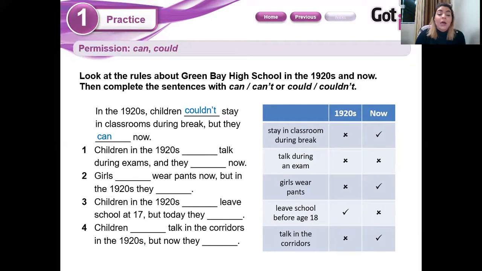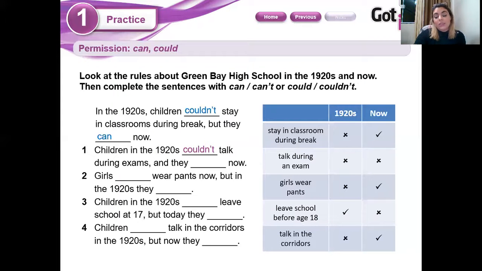Okay? Teacher, how do I know if it's present or past? You have to read the exercise. Let's do the number 1 together and then you do the rest. Children in the 1920s talk during exams and they now. So based on the table we have here, number 1, the first part is children in the 1920s couldn't talk. Teacher, why not? Why couldn't?